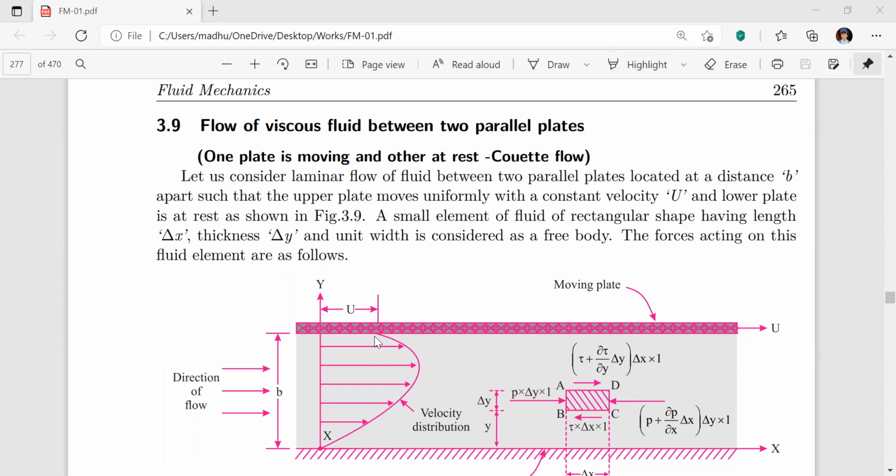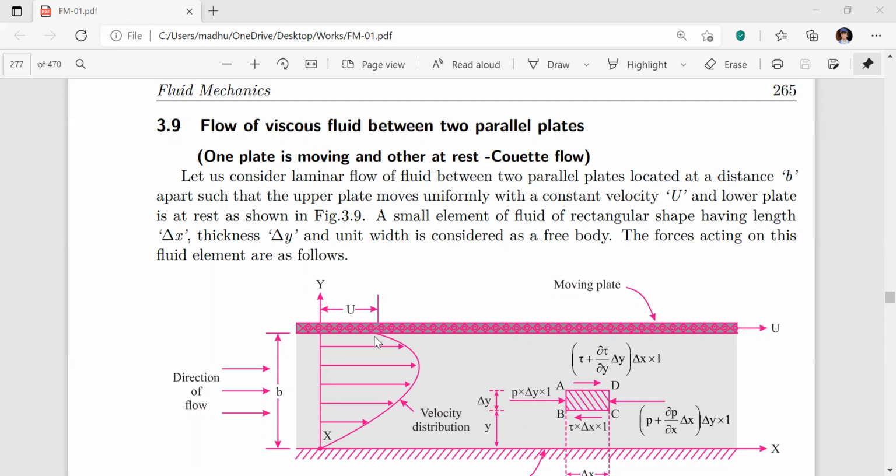Very good morning, friends. In the previous class, we discussed viscous flow between two parallel plates where both the plates are at rest, and we also solved one problem on that. In this class, we will go to the next derivation, that is flow of viscous fluid between two parallel plates.